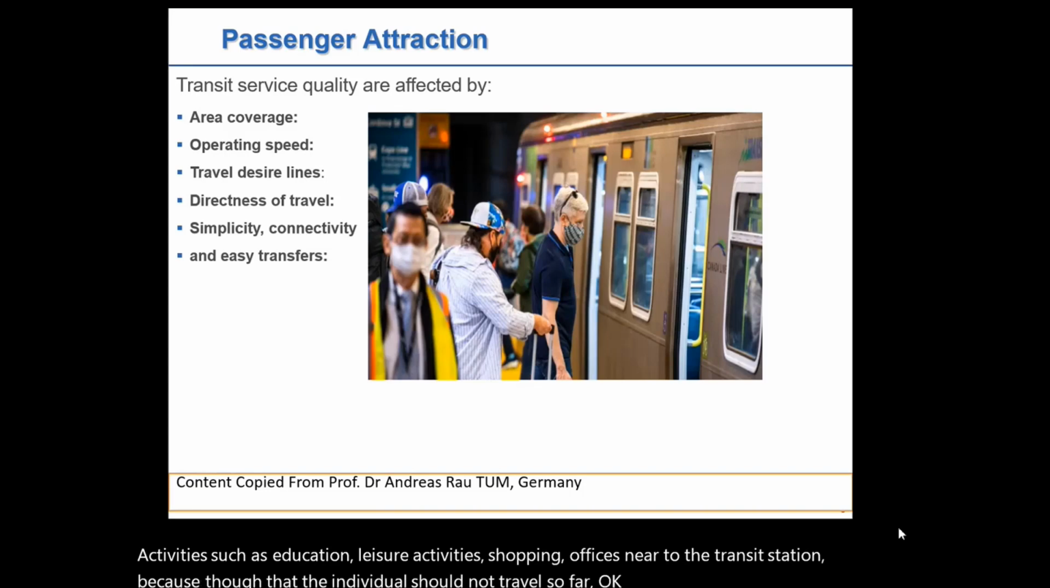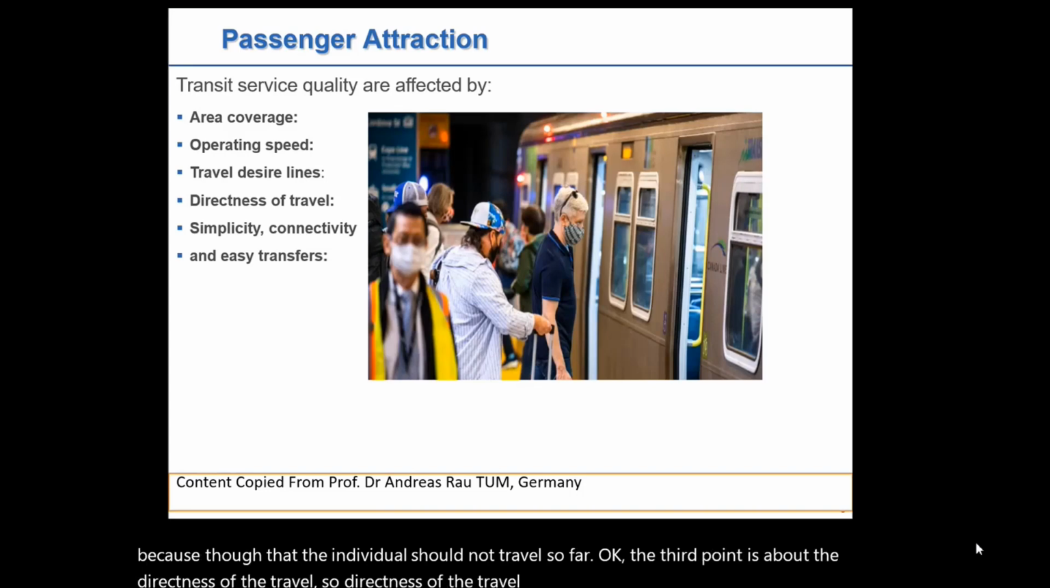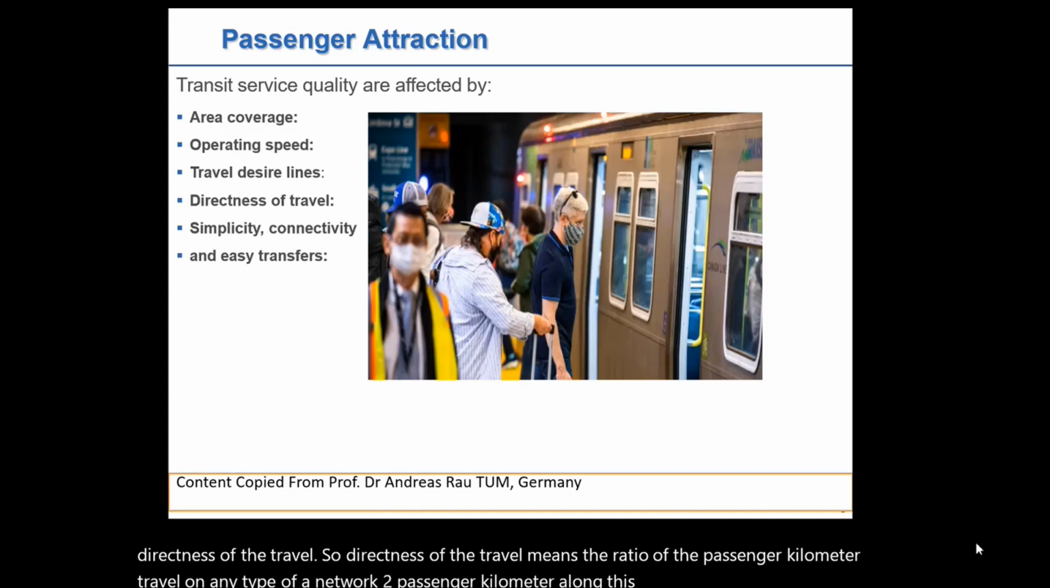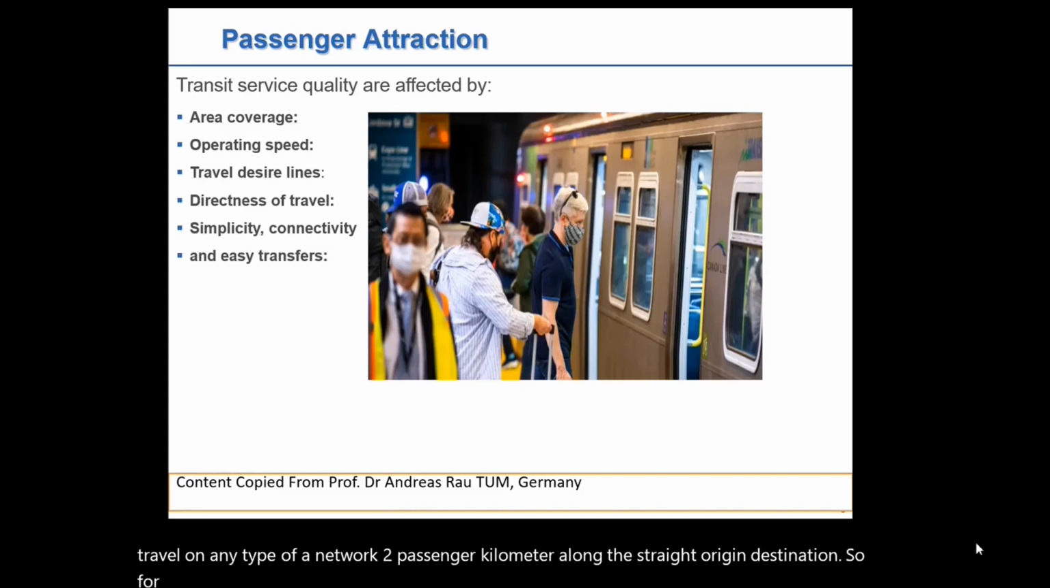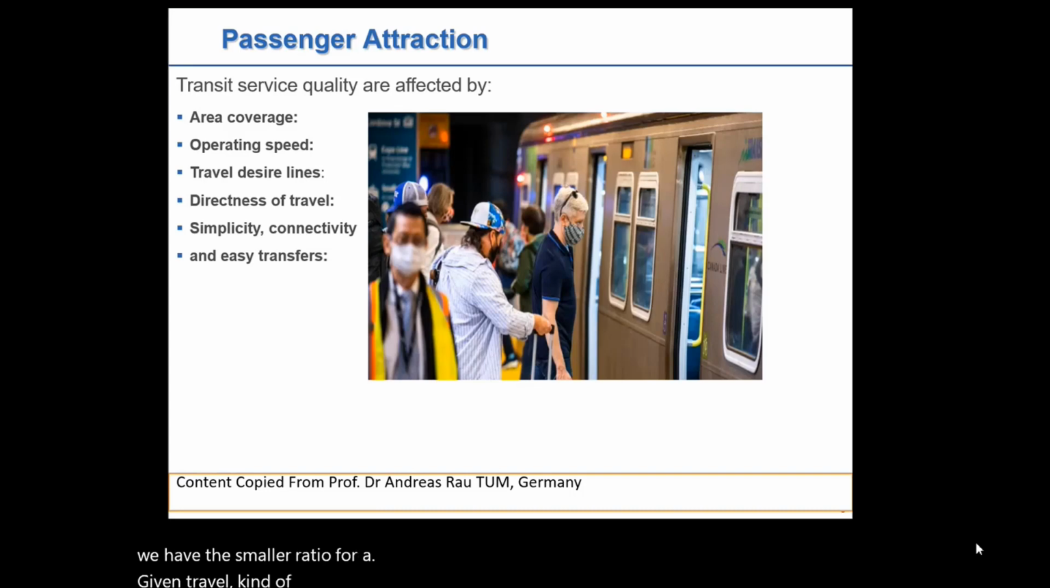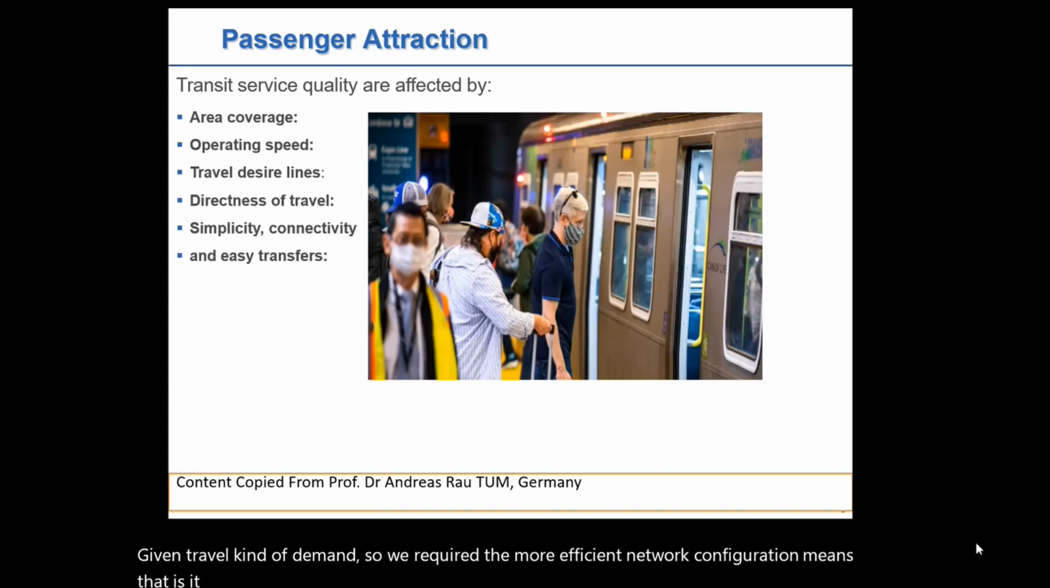The next point is about the directness of the travel. Directness of travel means the ratio of passenger kilometers traveled on any type of network to passenger kilometers along the straight origin-destination line. If we have a smaller ratio for a given travel demand, we require a more efficient network configuration. It means: is it possible to provide direct service for short distances as well?